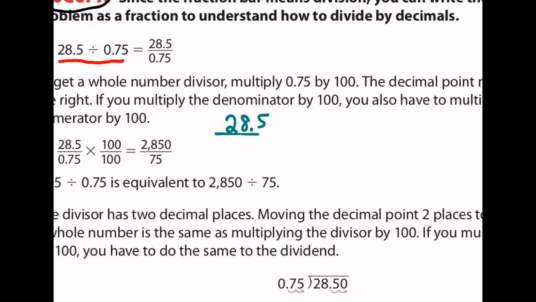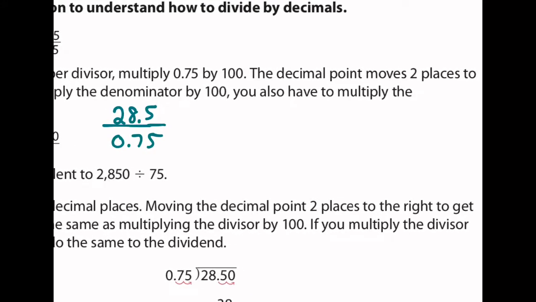28.5 divided by 0.75. So the point is, right now we have this fraction with decimals in it, and decimals and fractions just don't mix well together. So what we want to do is get this to be a whole number. So I know that if I multiply it by 100, what I'm really going to do is take this decimal point and move it twice to the right, which is going to give me 75. Now I know to keep this fraction equivalent, if I multiply the denominator by 100, I must also multiply the numerator by 100. Now that's going to move this decimal point twice to the right.